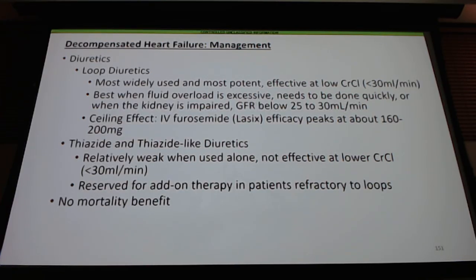And then we talked about the treatments. In your fluid overload state, your diuretics are going to be used to get rid of that volume overload. And you have the loop diuretics, which are probably the ones we use most commonly. But there are some thiazide-like diuretics that you could use as well. And typically we usually use those as add-on or adjunctive therapies. But there is no chronic, long-term mortality benefit associated with these.